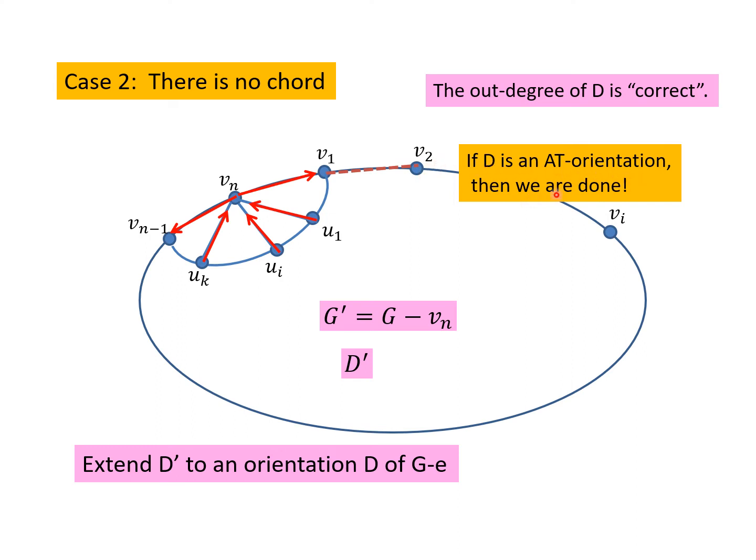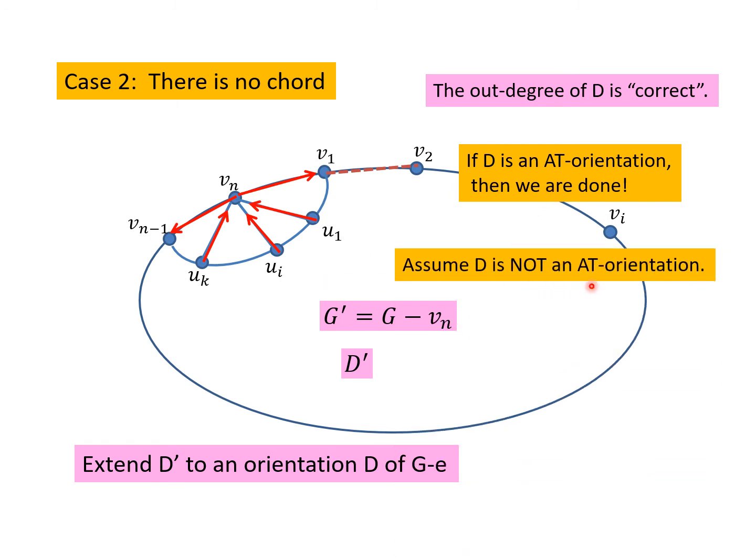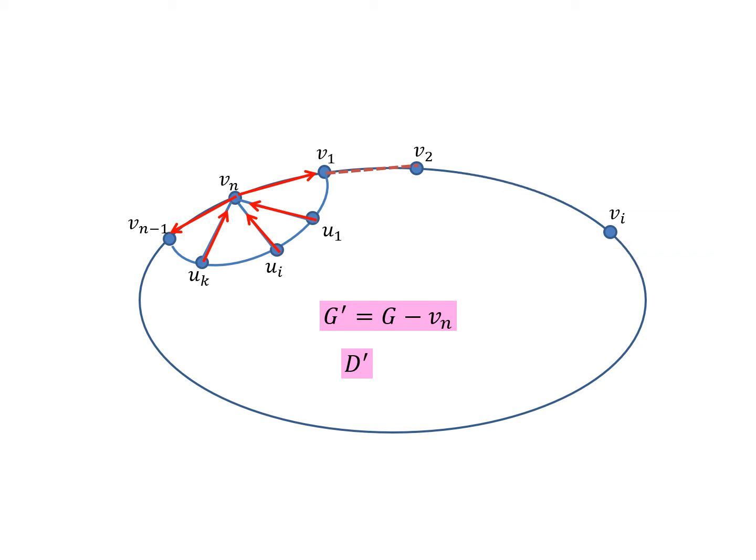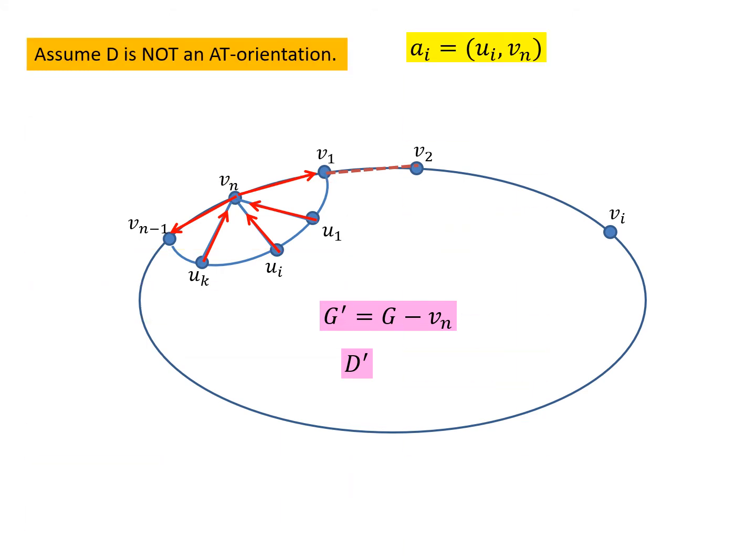So we may assume this is not an Alon-Tarsi orientation, which means that for this digraph, the number of even Eulerian subdigraphs is the same as the number of odd Eulerian subdigraphs. Now, what are the Eulerian subdigraphs of D? First of all, every Eulerian subdigraph of D prime is an Eulerian subdigraph of D.